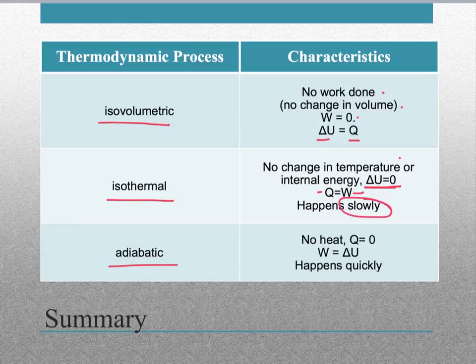And then the last one is adiabatic. There's no heat, so Q equals 0. It needs to happen quickly, and the work will equal the change in internal energy. So even though there's no heat, temperature does change.